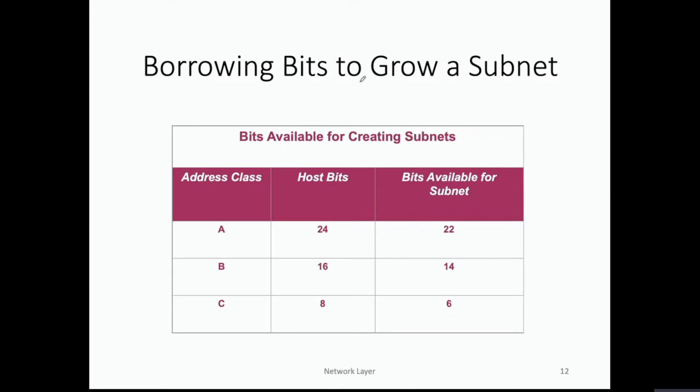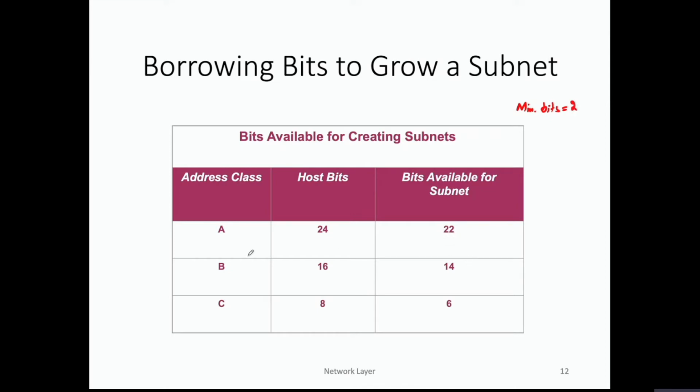For example, if I talk about class A, how many bits are there in the host portion? Yes, we have 3 octets for the host portion, meaning 24 bits. So how many bits can we borrow? At max, we can borrow 22 bits, and the minimum number of bits that we have to borrow is 2.